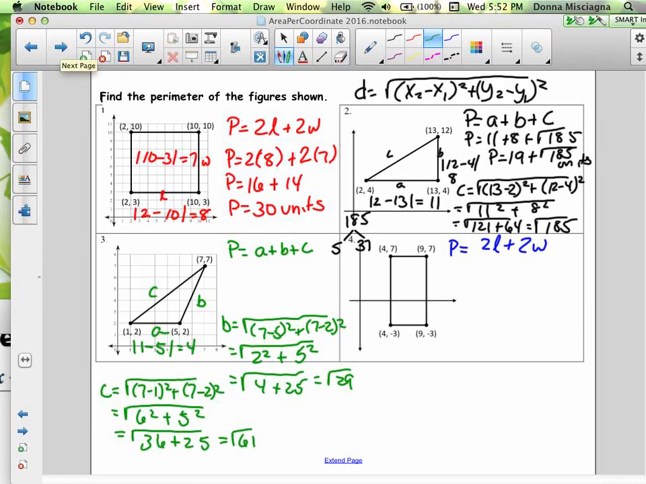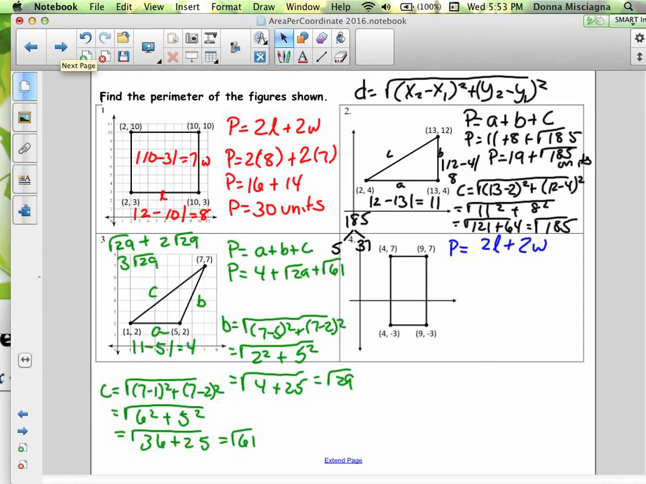So not very exciting in terms of simplifying, and not a very exciting perimeter, quite honestly, because we don't have anything we can combine. We have 4 plus the square root of 29 plus the square root of 61. You can't add those together because they're not the same radicand. If I had the square root of 29 and 2 square roots of 29, that would be 3 square roots of 29. But 29 and 61 aren't the same, so you can't combine them.